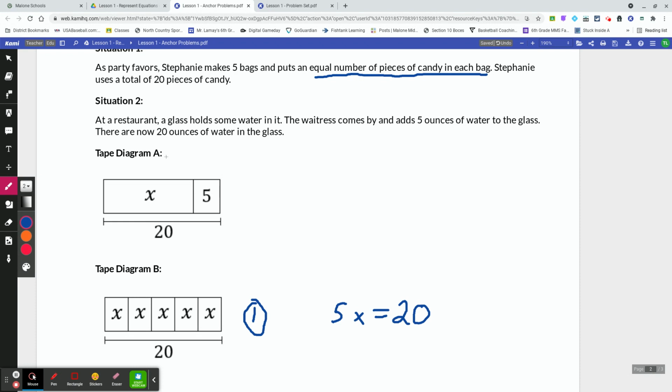Situation 2, so this is obviously situation 2. At a restaurant, a glass holds some water. We don't know how much. The waitress comes by and adds 5 ounces of water to the glass. There are now 20 ounces of water in the glass. So there was some water in it. The waitress added 5 ounces, and that comes up to a total of 20 ounces altogether. So X plus 5 equals 20.